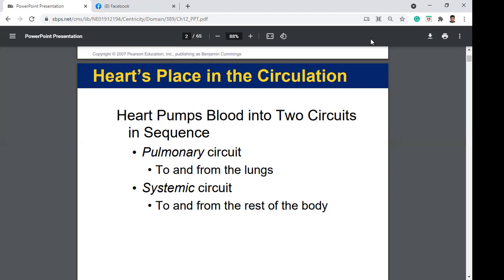Now, we said that there are two circuits in circulation. What are the two circuits? The pulmonary and the systemic circuits, or the pulmonary circulation and the systemic circulation. So describe the pulmonary circuit for me. The pulmonary circuit is from the right ventricle.